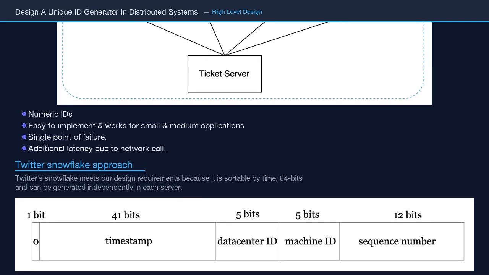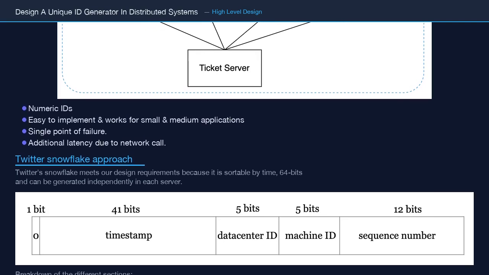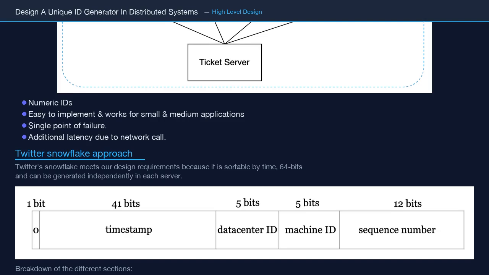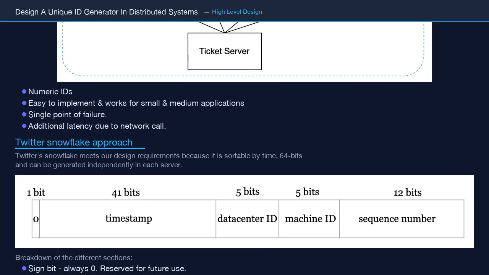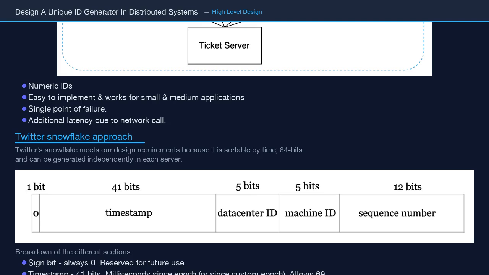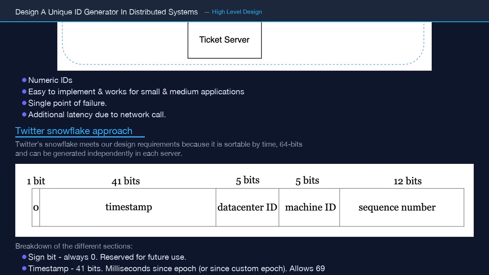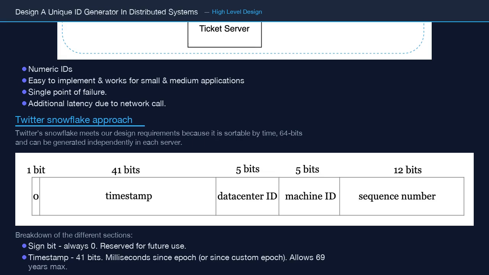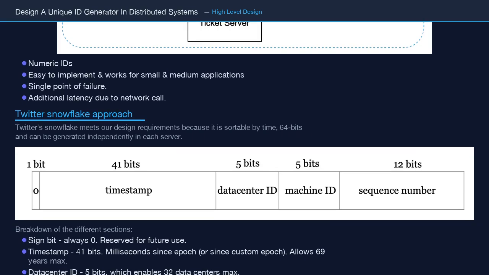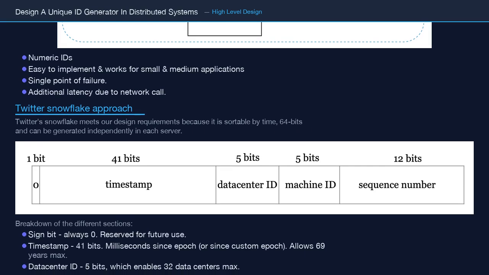Next comes the timestamp, which occupies 41 bits and represents milliseconds since a chosen epoch. This gives a maximum range of about 69 years. After that are 5 bits for a data center ID, supporting up to 32 data centers. Then another 5 bits for a machine ID, allowing up to 32 machines per data center.